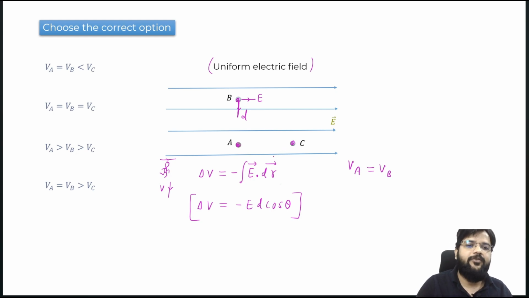We know this thing, everyone. When we are moving in the direction of electric field, then potential will decrease. So the potential at the C point should be less as compared to A and B points. So what is the correct relation here? VA and VB are equal and it is greater than VC. So this is the correct relation, everyone. Hence, the correct answer is option 4. VA equal to VB and it is greater than VC. Note down, everyone.